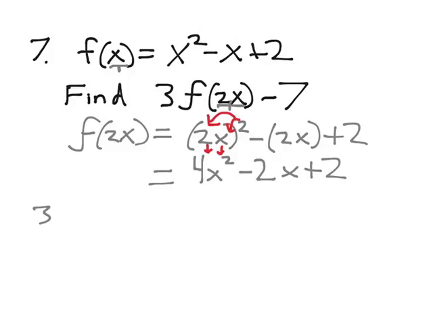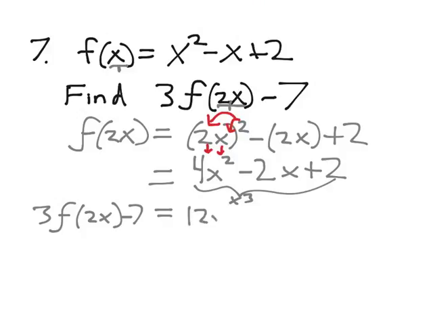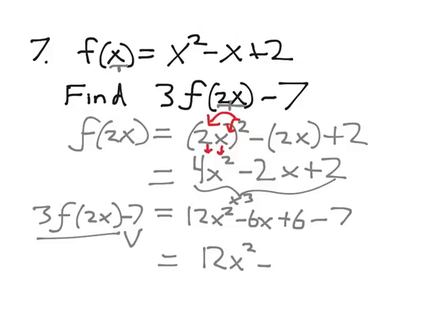Now we take 3 times all of this and subtract 7. So 4x squared minus 2x plus 2 times 3 is 12x squared minus 6x plus 6. So we did 3 times that, and now we subtract 7. And finally we get the answer 12x squared minus 6x minus 1.